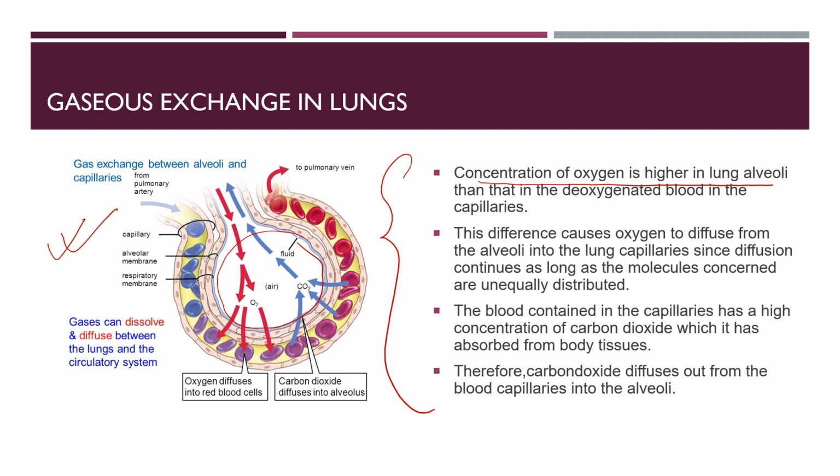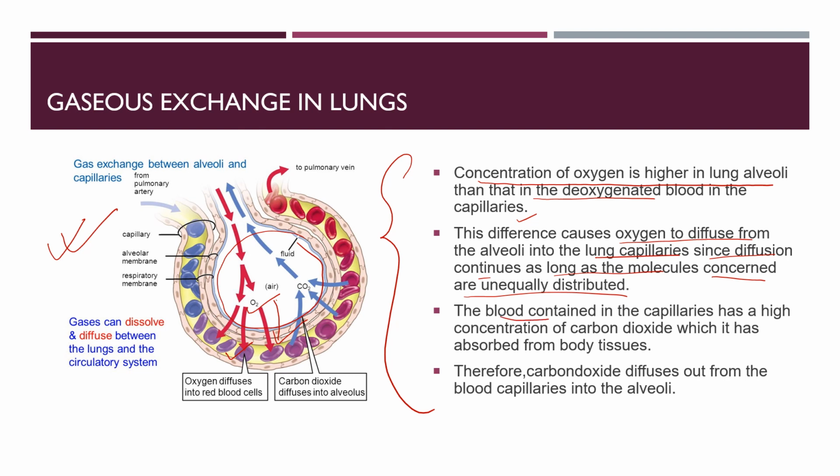The concentration of oxygen is higher in the lungs than in the deoxygenated blood in the capillaries, and what is this difference causing? The oxygen to diffuse from the alveoli into the blood capillaries. Diffusion continues as long as the molecules are not equally distributed. What does this mean? This means that the oxygen concentration in the alveoli and the oxygen concentration in the capillaries should become equal. Is it clear? Till the concentration in both places is equal, the diffusion continues. As soon as the oxygen in both places is equal, the diffusion process stops.